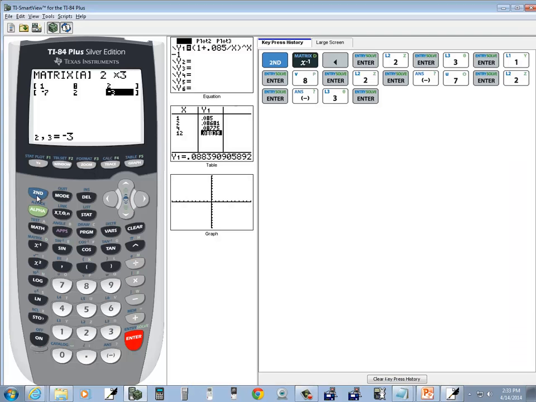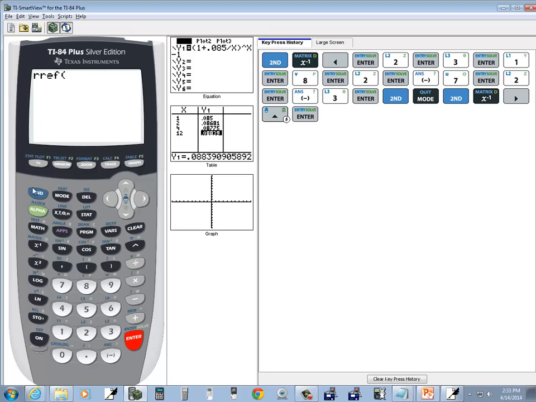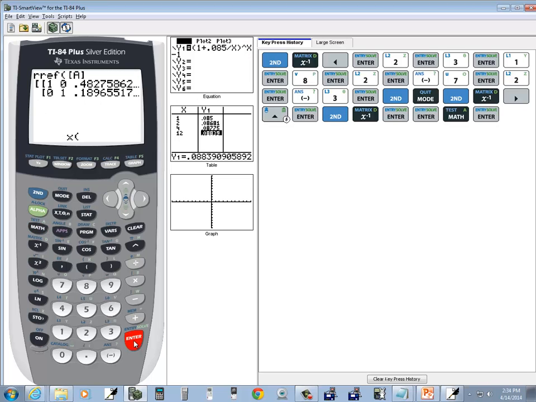I'll exit out, so I'll do second mode. I go back in my matrix menu, second x negative 1. I'm going to right arrow to math, up arrow to RREF. Press enter. Go back in my matrix menu, second x negative 1. Enter on A, enter again. We get decimals. We don't want decimals, so we'll do math, enter, enter to change to fractions.